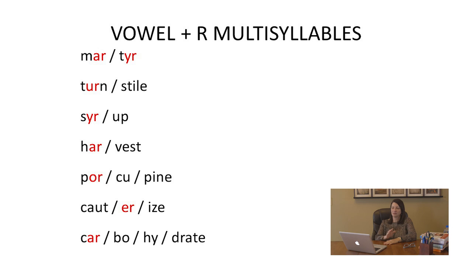Here we are: open, silent E, vowel team, closed syllables, all combined with R controlled. Closed: syrup, harvest, the vest is closed. Open: porcupine, carbohydrate. Silent E: turnstile, and porcupine has a silent E. So finally, kids who are having a struggle with these long words, these patterns give us a way to attack them. Their brains are actually rewiring to notice how words work instead of guessing.